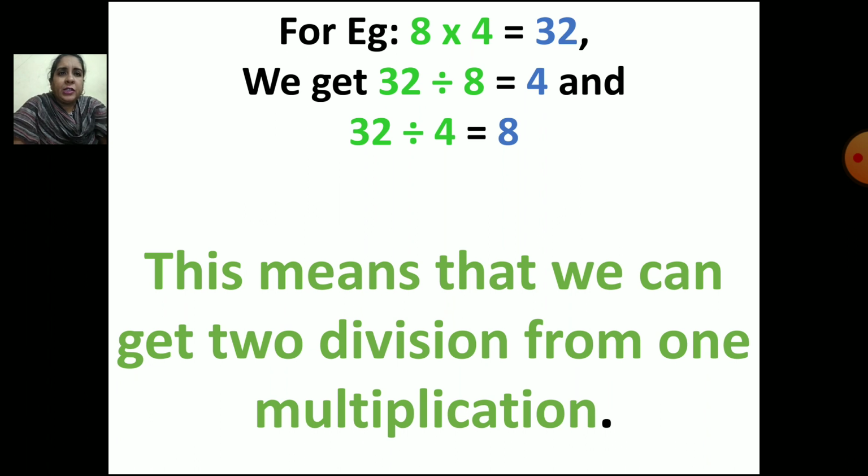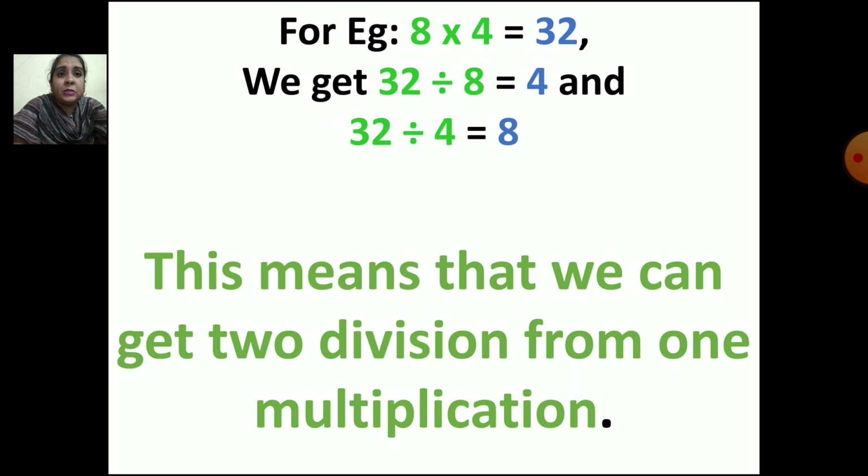Here you can see I have given one example. For example, 8 multiplied by 4 equal to 32. If you multiply 8 fours, what answer do you get? 32. We get 32 divided by 8 equal to 4. If you take the bigger number and any one number out of the two, 8 or 4, suppose 32 divided by 8, what answer will you get? 4. And if you take 32 divided by 4, you will get the answer 8.